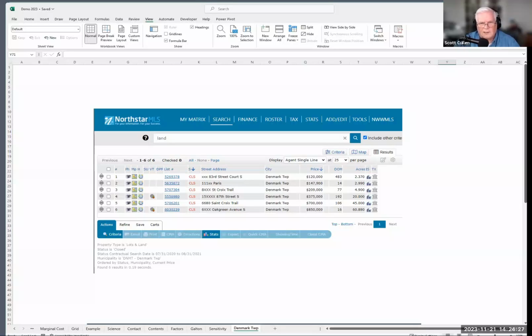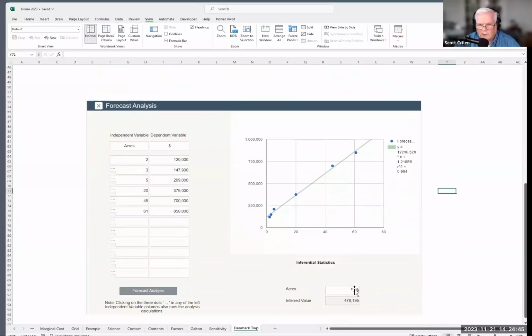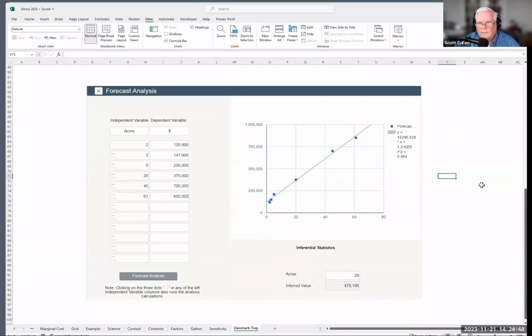So I had these sales in Denmark Township, 2.37 acres for $120,000, all the way up to $850,000 for 61 acres. And I happen to be appraising a parcel, it's still on my desk, that's got 29 acres. So I almost fell out of my chair when I found out that I had this 0.99 coefficient of determination, and that the inferred value of that 29 acre site is $478,000. Now, it never works this way.